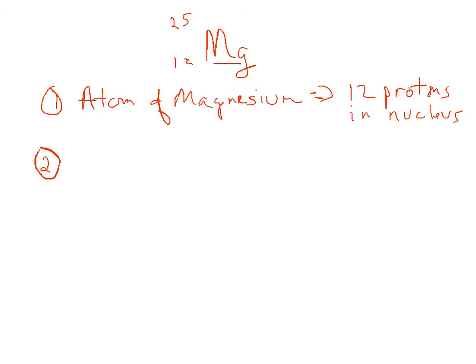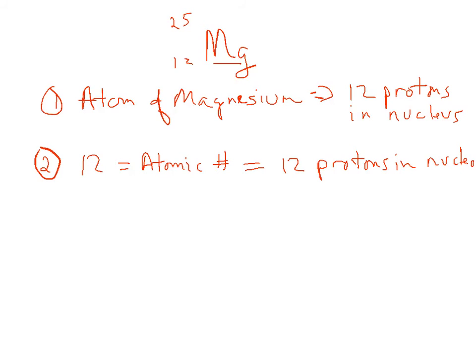Second thing you can tell me is the number 12. Well, number 12 is the atomic number. And the fact that it's 12 means to me that there are 12 protons in the nucleus. Which I think we've already said before. And it means that there are 12 electrons around the nucleus. Okay? And remember, protons are positive, electrons are negative. That means that this atom here is neutral.